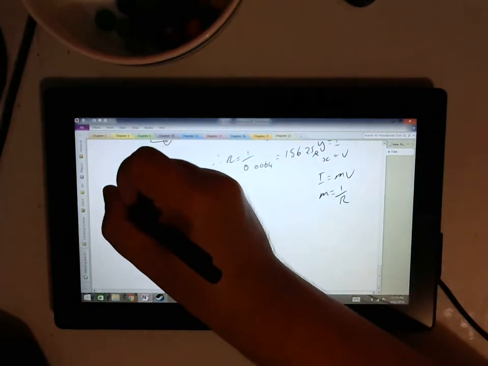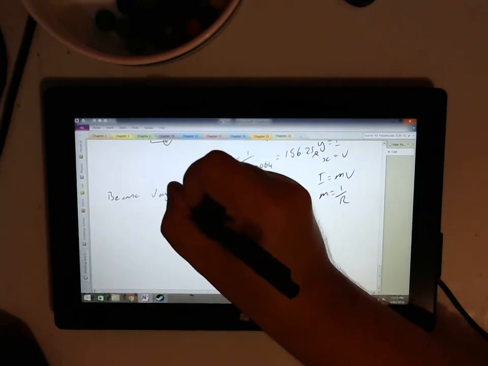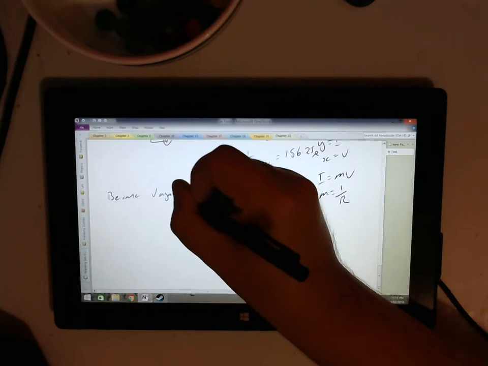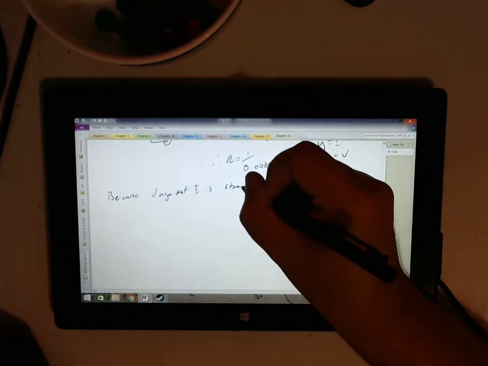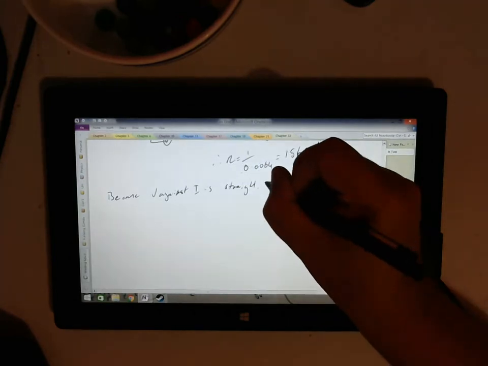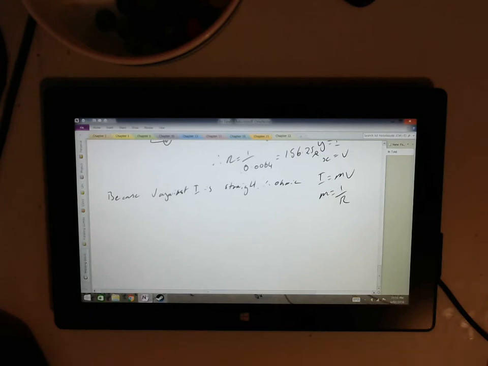So because V against I is straight, therefore ohmic. Nice and straightforward, nice and easy. We've looked at the data, we've made an interpretation of what it is. Okay, and we've said why we're saying what it is.